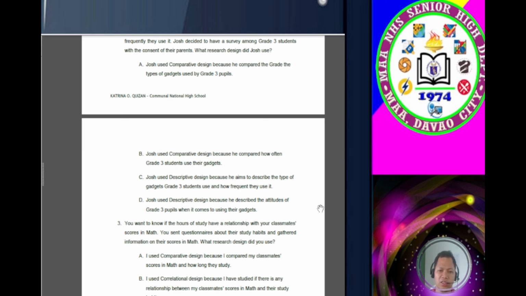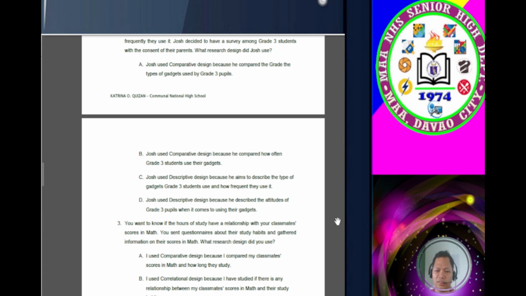Letter C, Josh used descriptive design because he aims to describe the type of gadgets grade 3 students use and how frequently they use them. D, Josh used descriptive design because he described the attitudes of grade 3 pupils when it comes to using their gadgets. Okay, what's your answer?